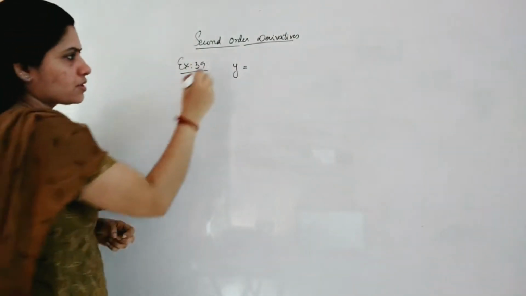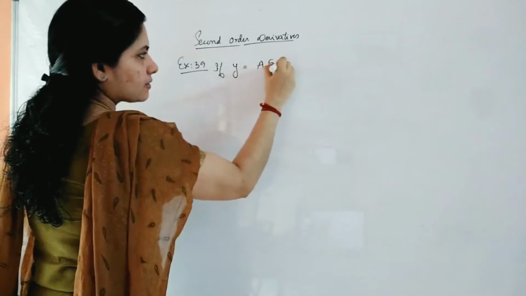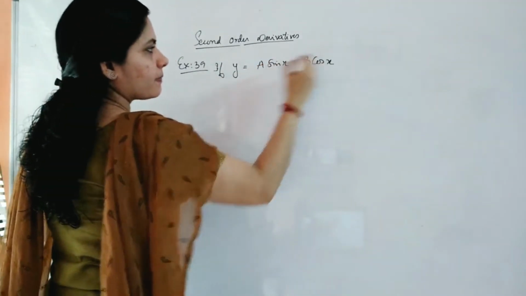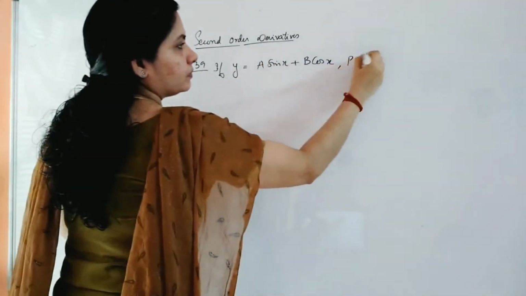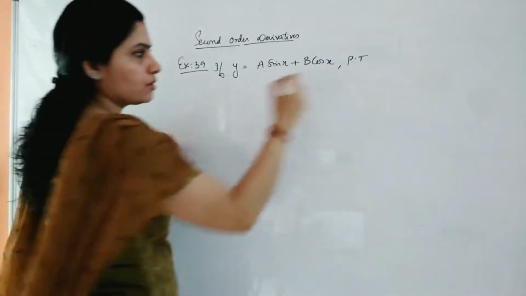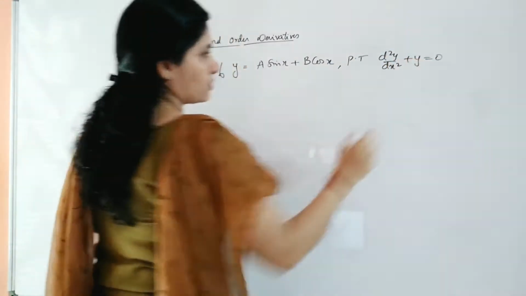If y is equal to a sin x plus b cos x, you have to prove that d square y by dx square plus y is equal to 0. d square y by dx square plus y is equal to 0.